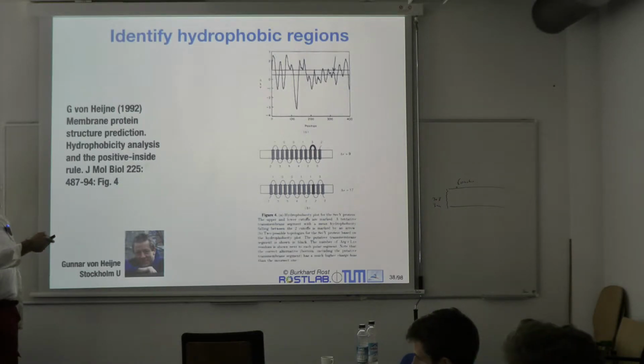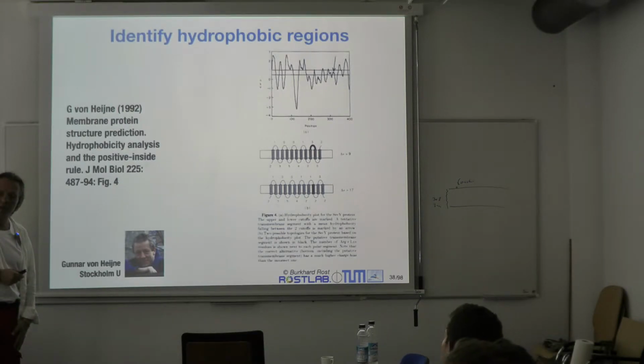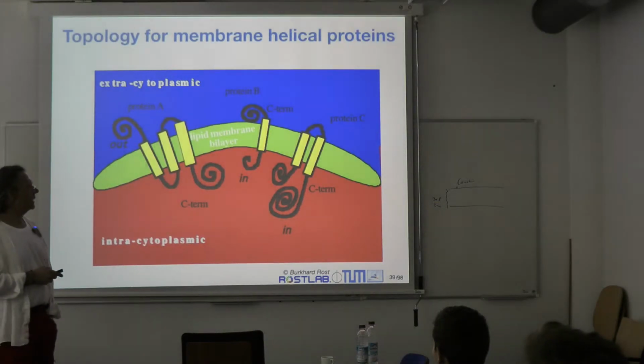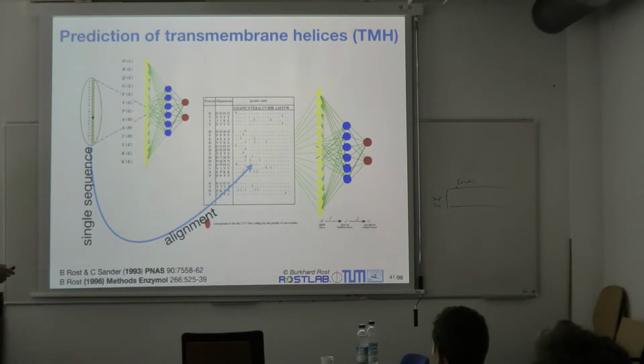And that allows you to refine a different threshold. So you have two thresholds for hydrophobicity and do the same thing. And that has been for a long time one of the most successful methods to predict membrane helices.